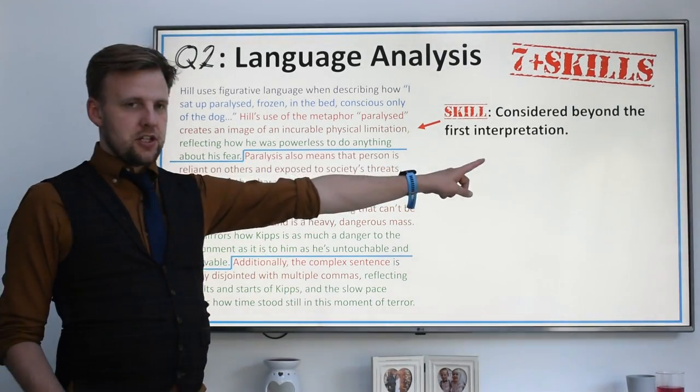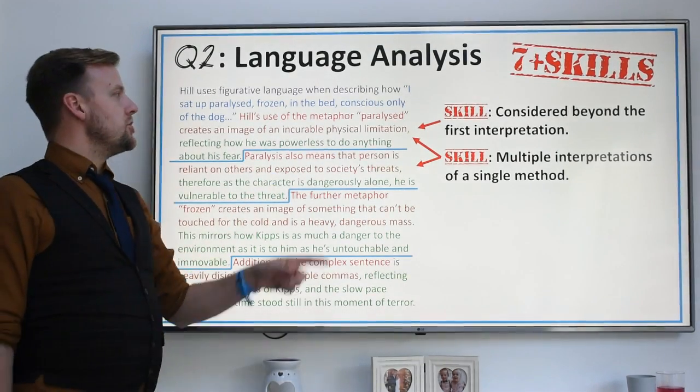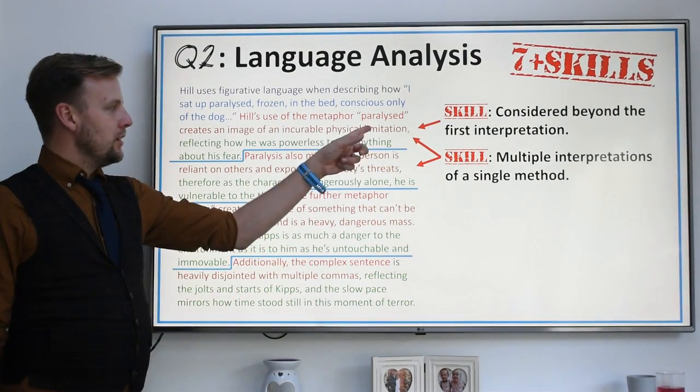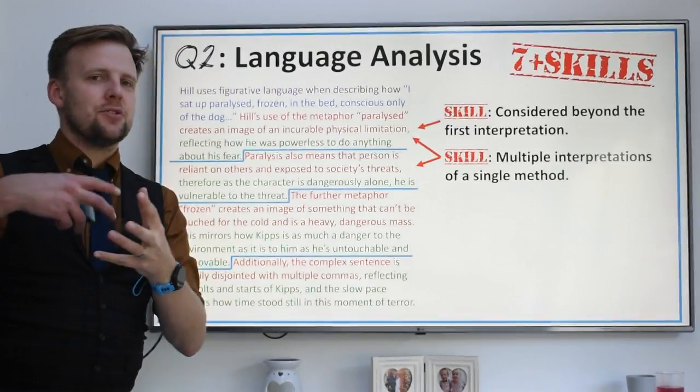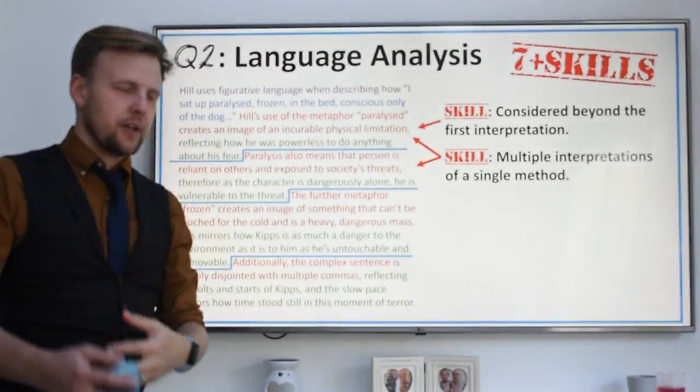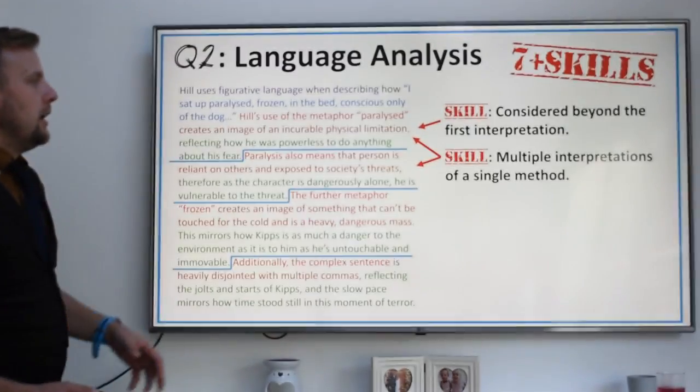Go beyond the first interpretation. Look how I've given multiple interpretations of the same method. Paralysed, paralysed, but two different ideas. The top student's language analysis reads like a discussion, okay? A discussion with themselves. It could mean this, could mean this.